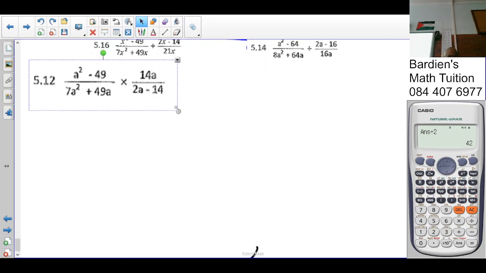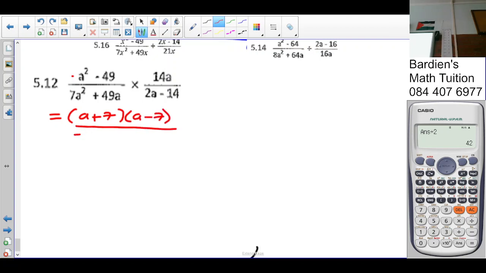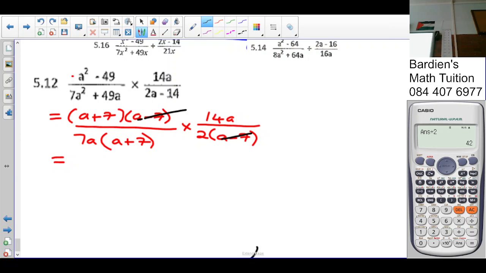Okay, I'm looking at 5.12. So what can happen here? Difference of 2 squares. So you're going to get a plus 7, a minus 7 over 7a. I'm left with a plus 7 times 14a over 2 into a minus 7. Now what? Cancel. A minus 7 cancels a minus 7. 2 goes into 2 once, 2 goes into 14 twice. 7 going to 7 once. So what are we left with? Okay. Fairly simple, huh?